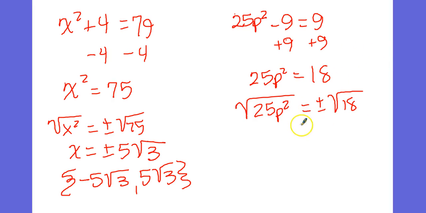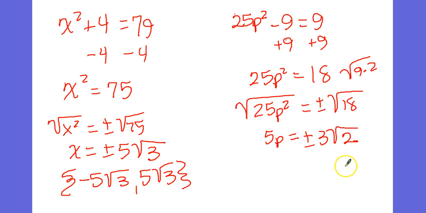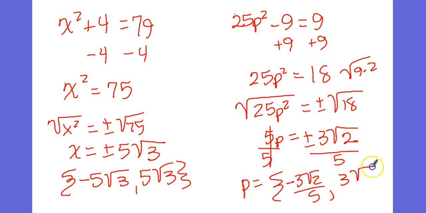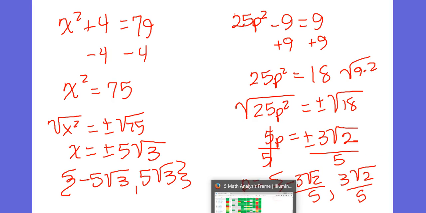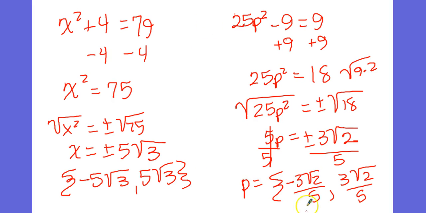And let's simplify the square root of 18. It's the biggest perfect square in 18. 9. So that'd be a square root of 9 times 2. So simplify it: 3 square roots of 2. Okay, and so we took the square root of 25p squared. We have 5p. Now let's divide. And we get p equals, I'm going to just do my solution set, negative 3 square root of 2 over 5 and 3 square root of 2 over 5. Then let's just make sure we don't have to simplify that. Can we simplify 3/5? Nope. Okay. So there you have those solutions.